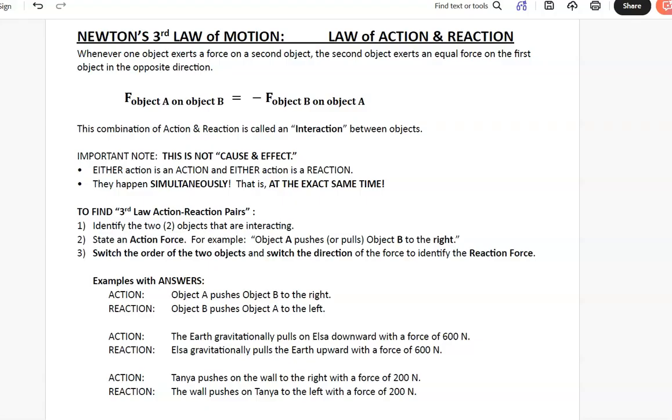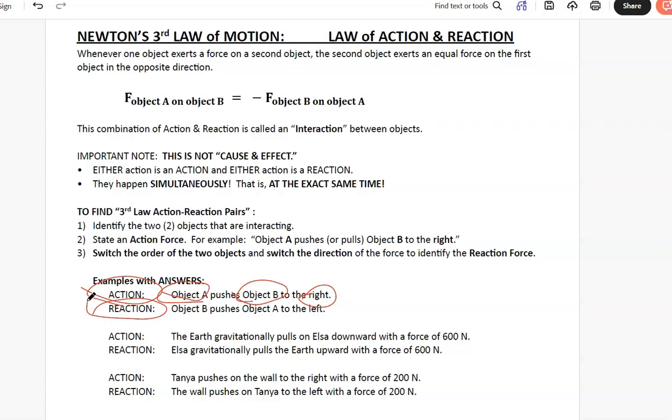So object A pushes on object B to the right, we'll just say that's our action. Well, switching object A and object B and then switching the direction, we get a reaction force. Object B pushes on object A to the left. So what's an example of that? Well, the next two are examples of that.